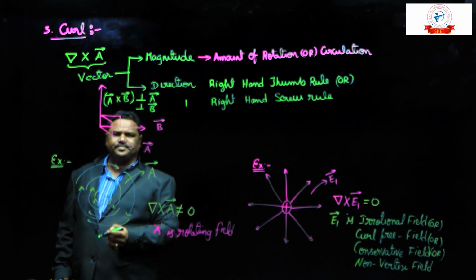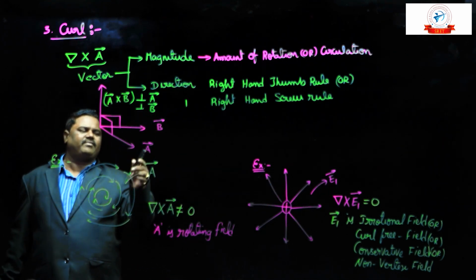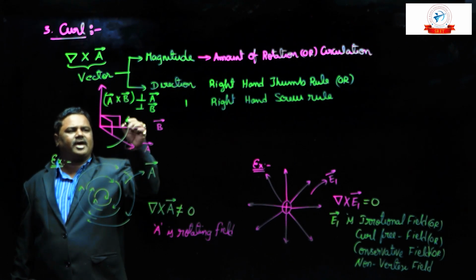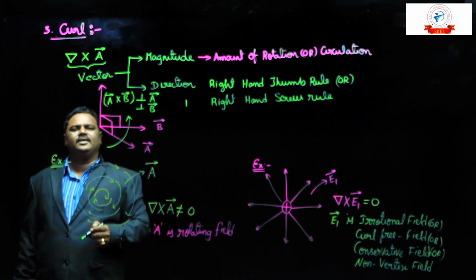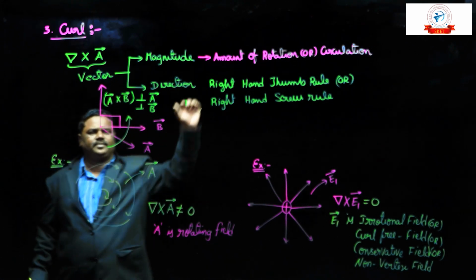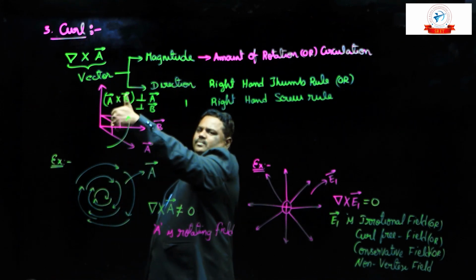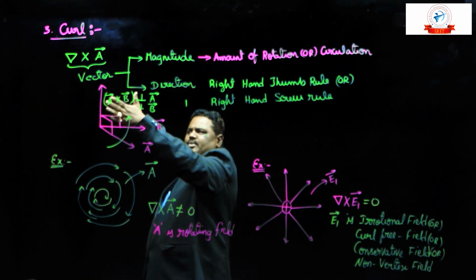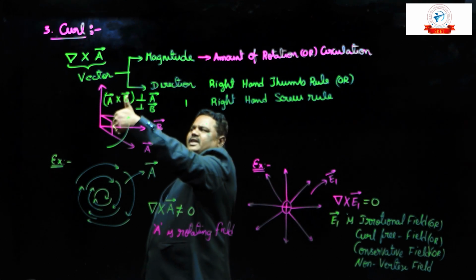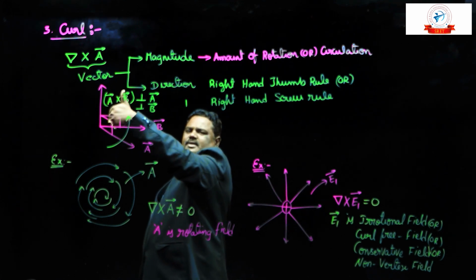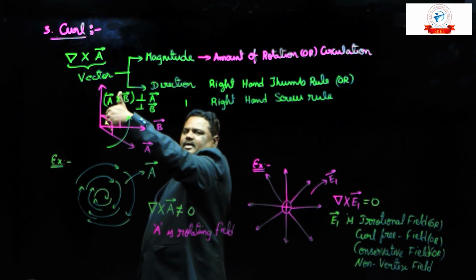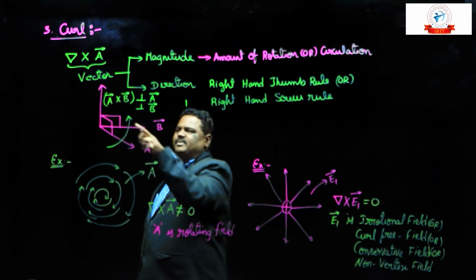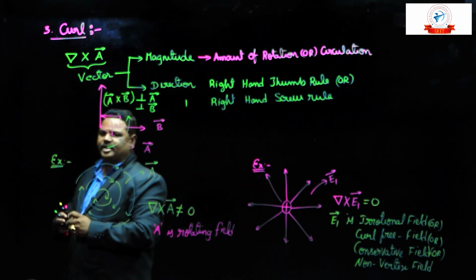Just observe this one. If you observe here, we are finding A bar cross B bar. So draw a curve from A bar to B bar. Now let us apply right hand thumb rule. These four fingers indicate rotation from A bar to B bar. Then the thumb finger shows upward direction. That is the direction of A bar cross B bar. So just apply right hand thumb rule here to find the A bar cross B bar direction, as shown in the diagram.